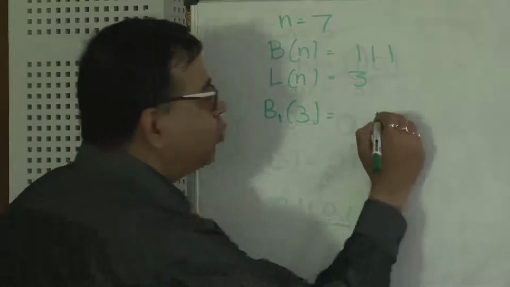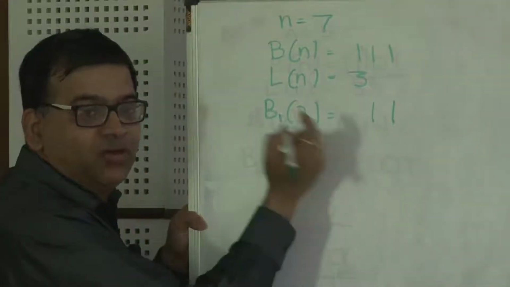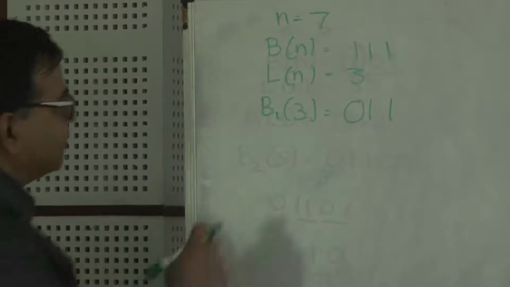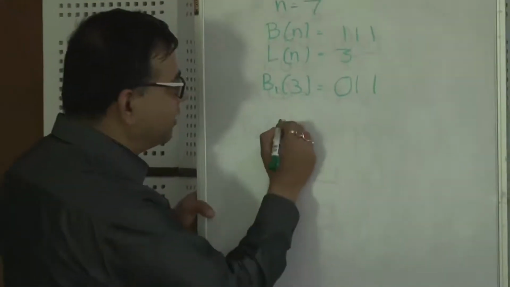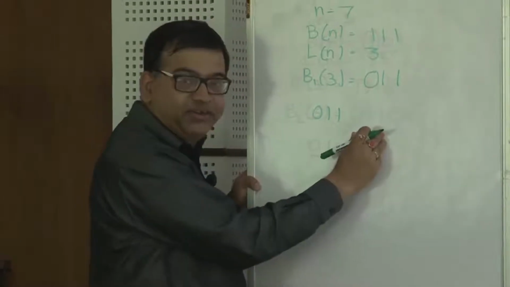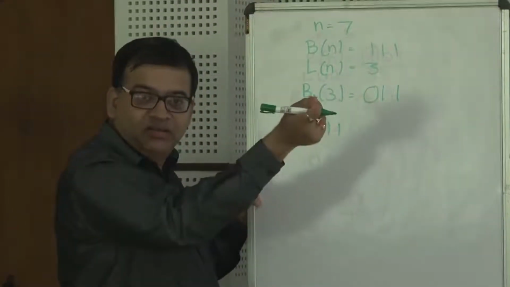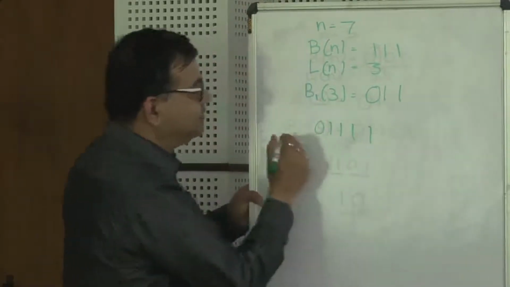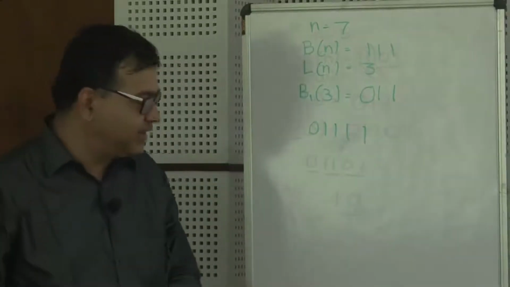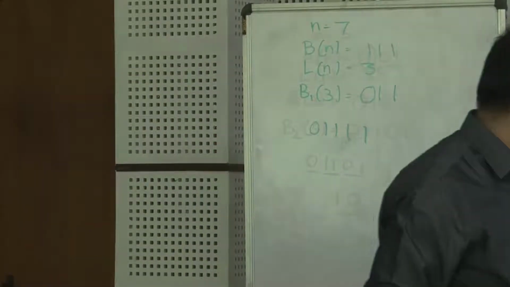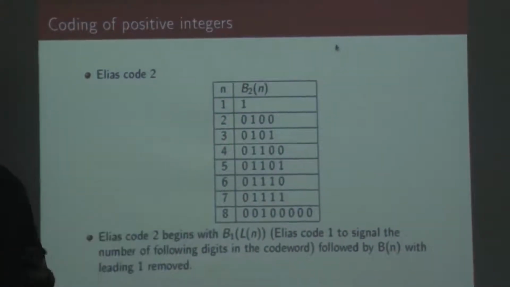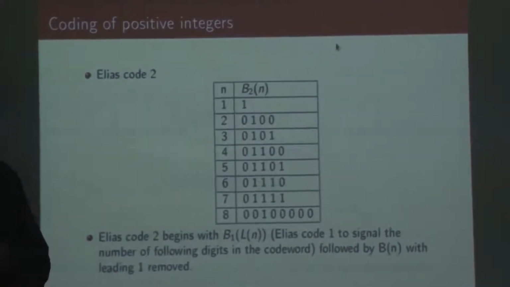So, 3 is 1 1 and the leading 0 will be only 1, right. This is the B1 code of 3. Now, to this we need to pad the binary representation of 7 with the leading 1 removed. So, I remove this 1. What am I left with? 1 1. So, this is the B2 code of 7. Is this clear how this works?